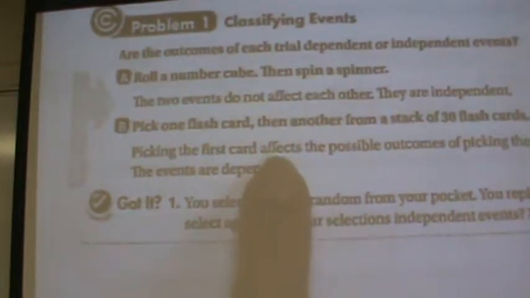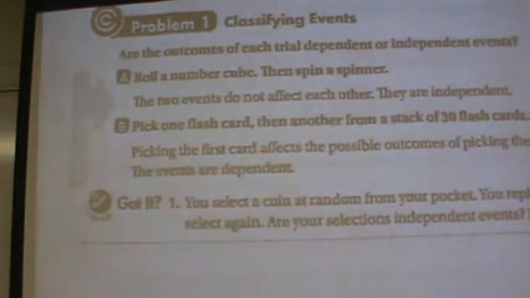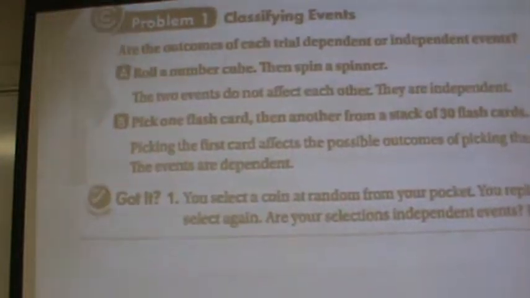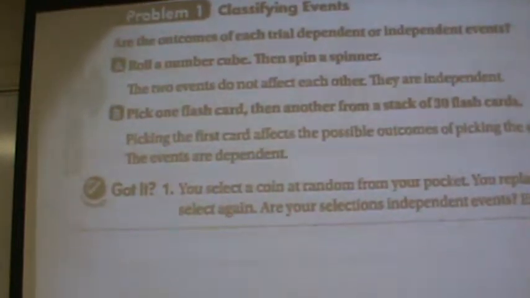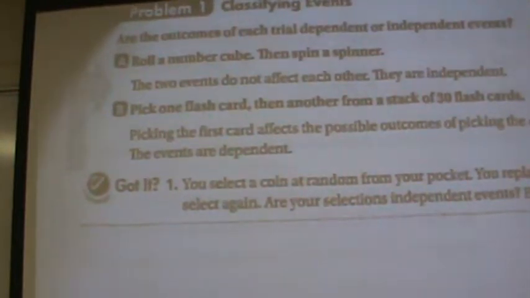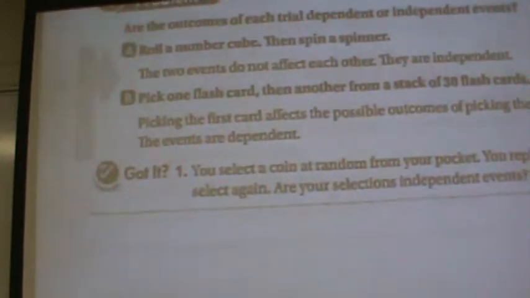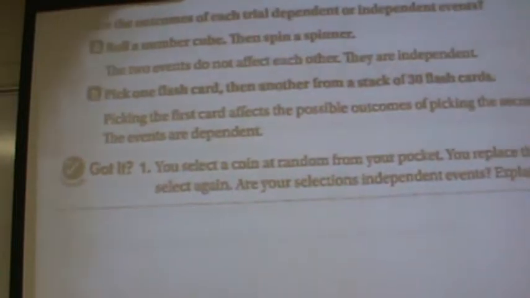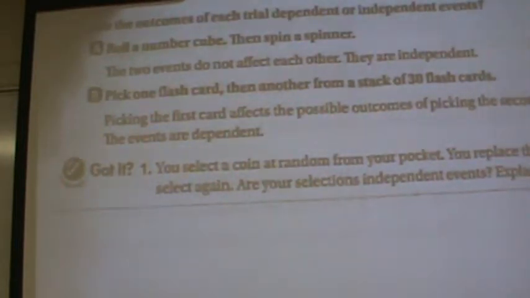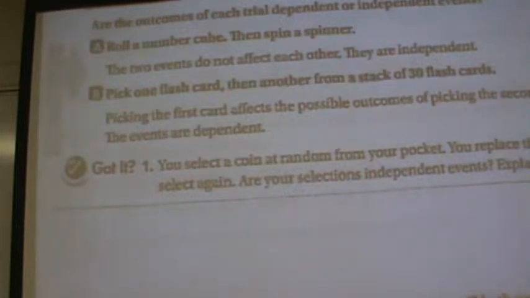But if I pick a flash card and do not replace it, and then I pick another flash card out of the same deck, those are dependent, because when you pull the second card, the probability is going to change because you pulled a card out. Does that make sense? If the two events are independent, they do not affect each other. If they're dependent, then the second outcome is affected because you did something to it.